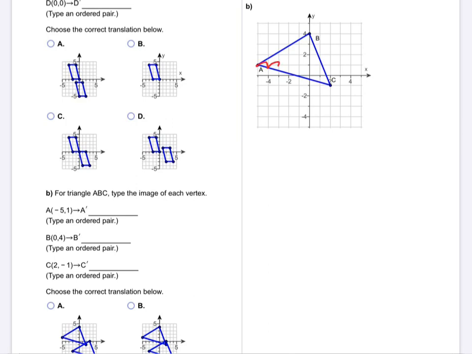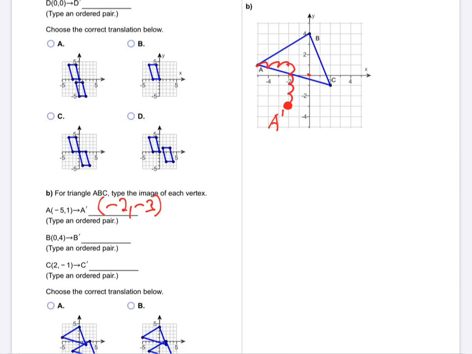Grab A. Go 1, 2, 3 right. 1, 2, 3, 4 down. There's the new A prime. And so what are the coordinates of that? From the origin, how do you get to this point here, the new A prime? You got to go back to down 3. Back to down 3, right?